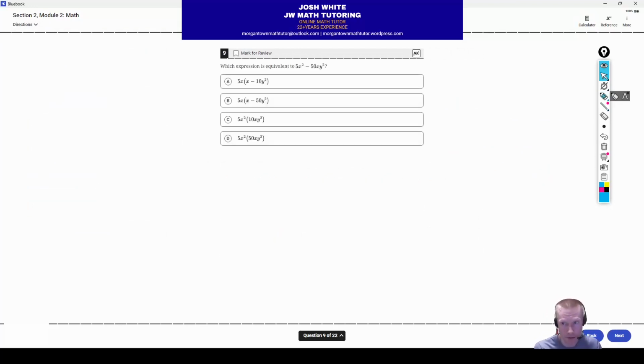Next up, we have basically equivalent expressions. And what you're going to do here for this one is just factor out a common factor of 5x. So if you do that from the first term, you're left with just x. You do it from the second term, you are left with 10y squared. So 5x parentheses x minus 10y squared. Correct answer here is going to be letter A.